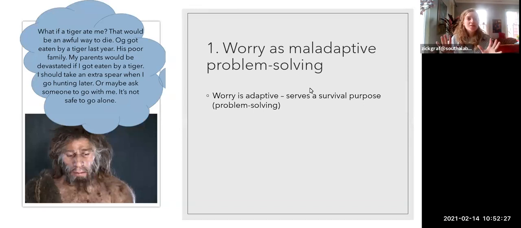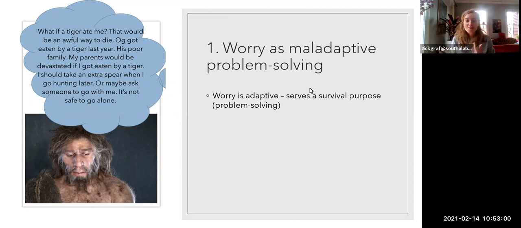So the first is people intentionally worrying, people who have positive beliefs about worry, people who believe that worrying is their best way to solve problems. So as I said, worry is to some extent adaptive. It serves a survival purpose of problem solving, and thinking about our environment of evolutionary adaptation, it does seem like it would be more adaptive for our ancestors to think about the dangers that they would encounter outside of their cave before leaving the cave so that they could kind of ready themselves and prepare.